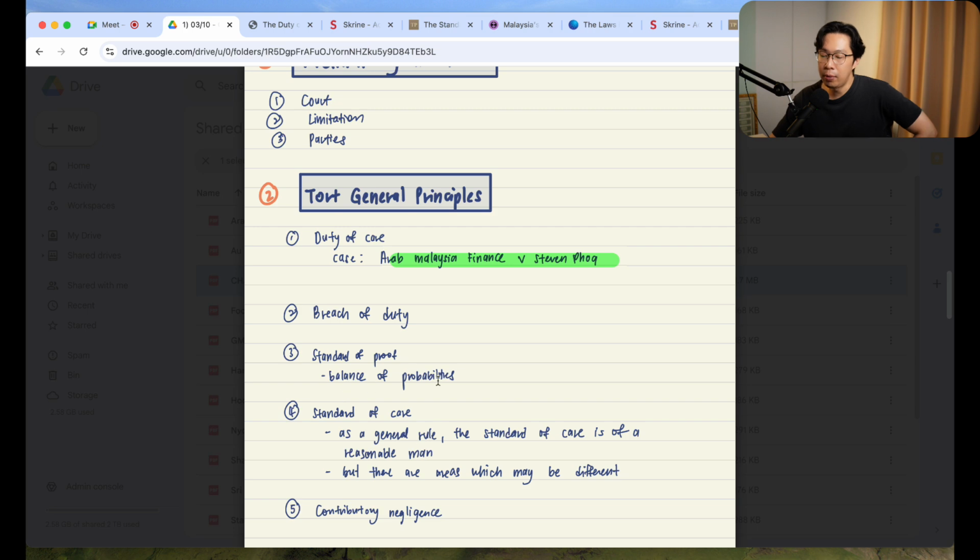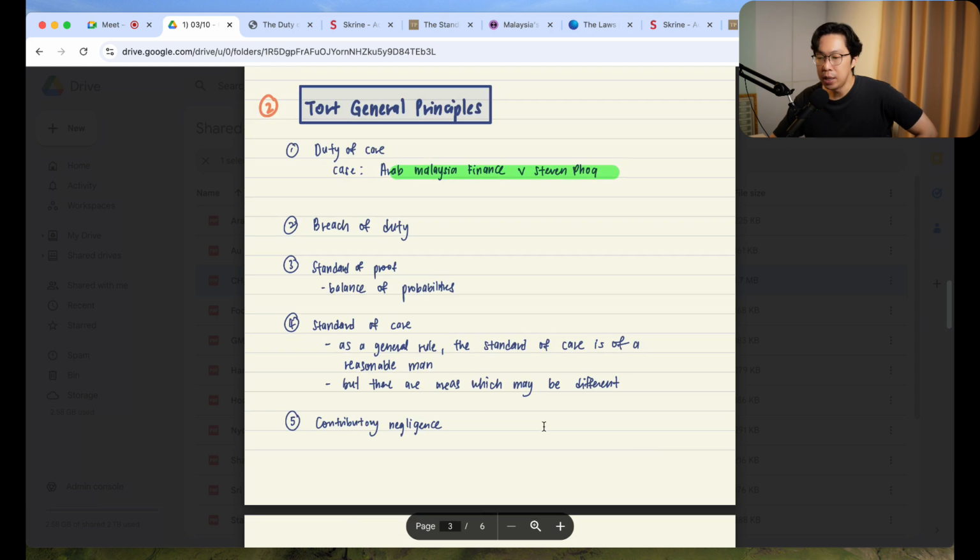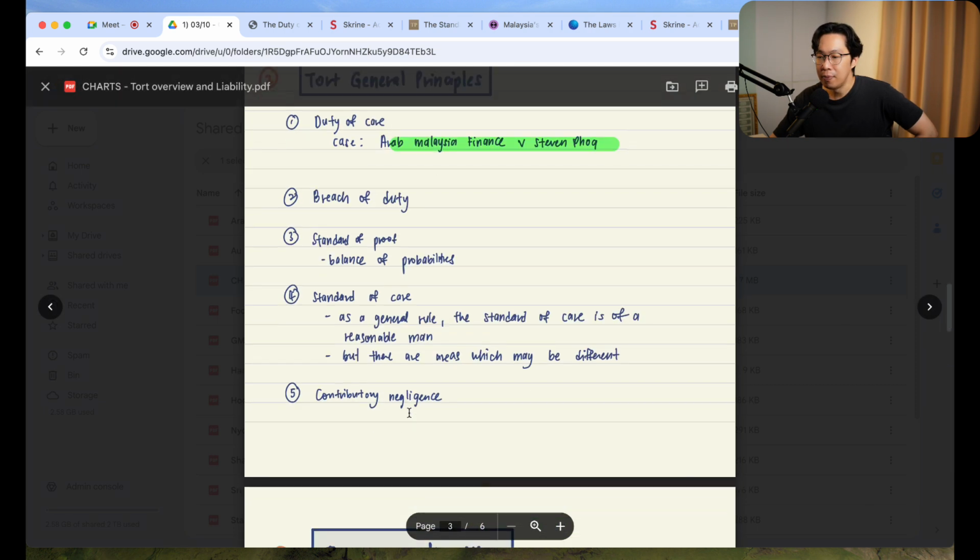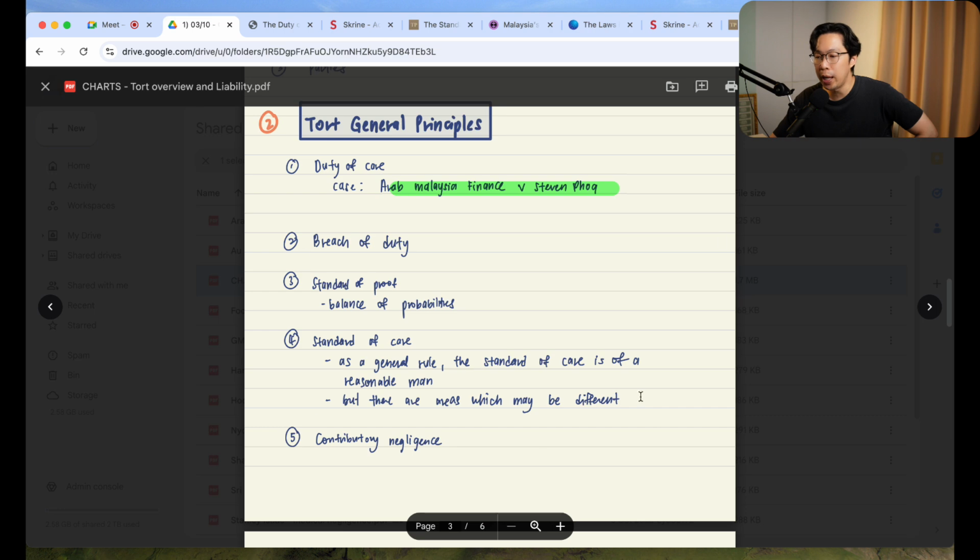So you just need to know it is balance of probability. There is also another one, causation or remoteness. Is it too remote? You can write it there. What about standard of care? As a general rule, the standard of care is that of a reasonable man. But there are also other areas which may be different, for example medical negligence. Is there any contributory negligence? This is the general flow of the answer.